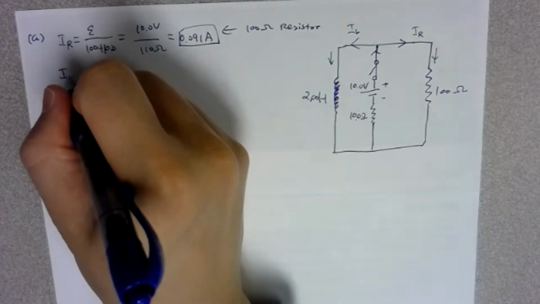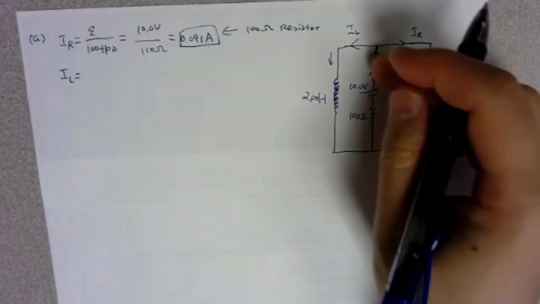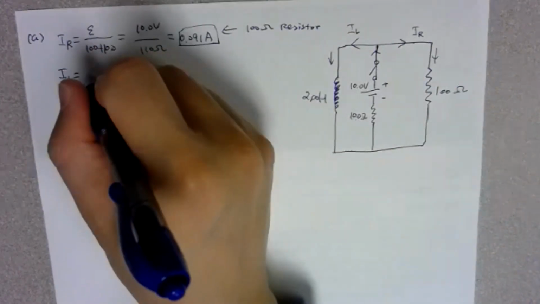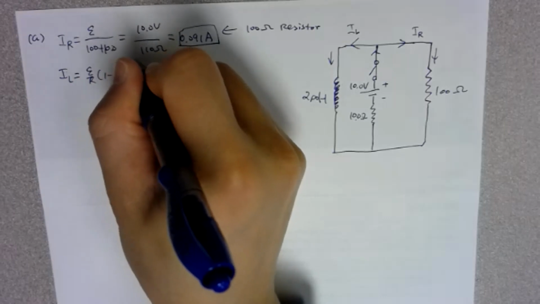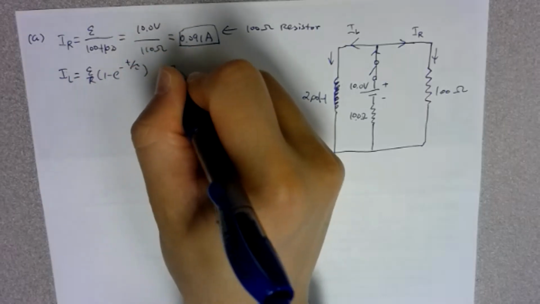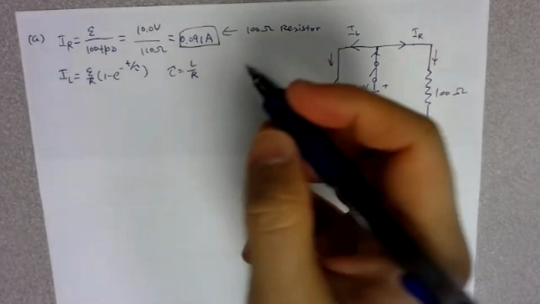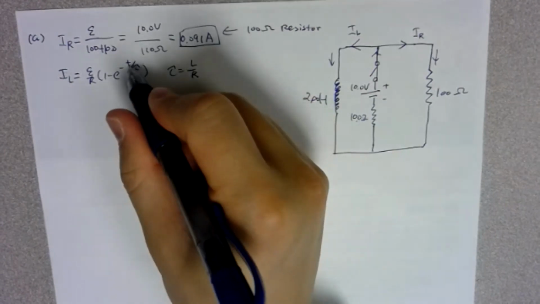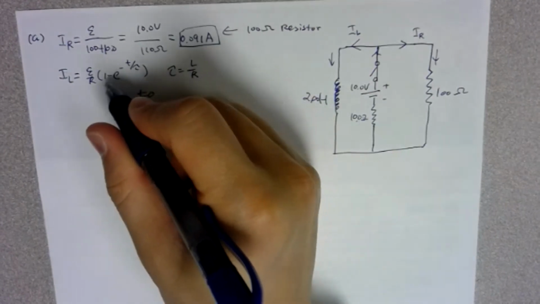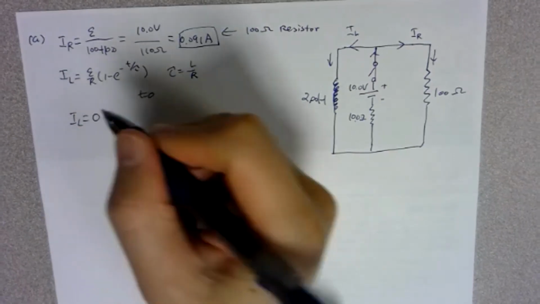Now for the I of L, we'll use the equation. This is a charging process for this guy, so it'll be epsilon over R times 1 minus e to the minus t over tau, where tau is equal to L over R. So immediately after the switch is closed, t is equal to 0. When this is equal to 0, this thing is equal to 1. So 1 minus 1 is 0. So then I of L is equal to 0.